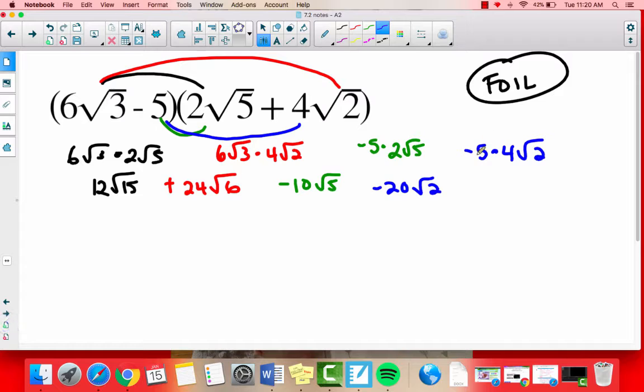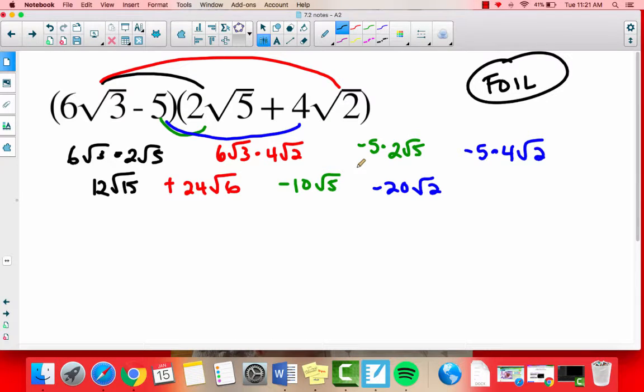Notice that if it doesn't have a root with it, you only multiply it by the number in front of the root. And now I've got all of these here. None of them have the same root. You'd want to see if you could combine any of them or reduce any of them, but because you cannot, you would leave this as your final answer.